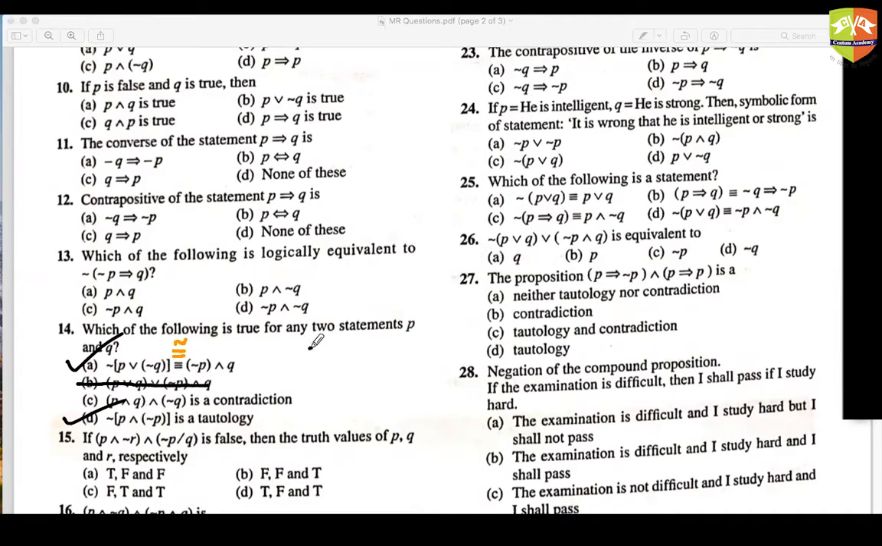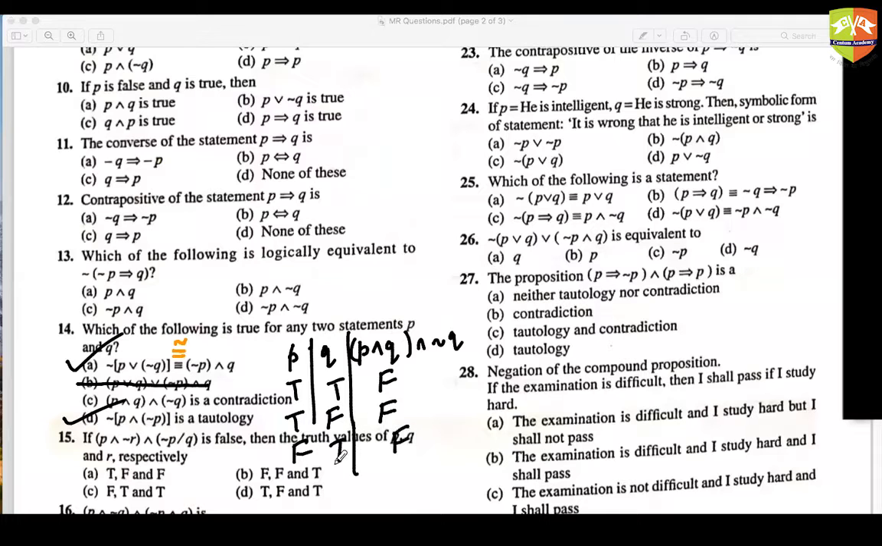Let me check the C option. So true, true: this will be true. True and false will be false. Next is true, false: false and true will be false. False and true will be false. False and false will be false. And finally, you have false, false: this will be false, but the other will be true. This is also false. So this is a contradiction. C is also correct.